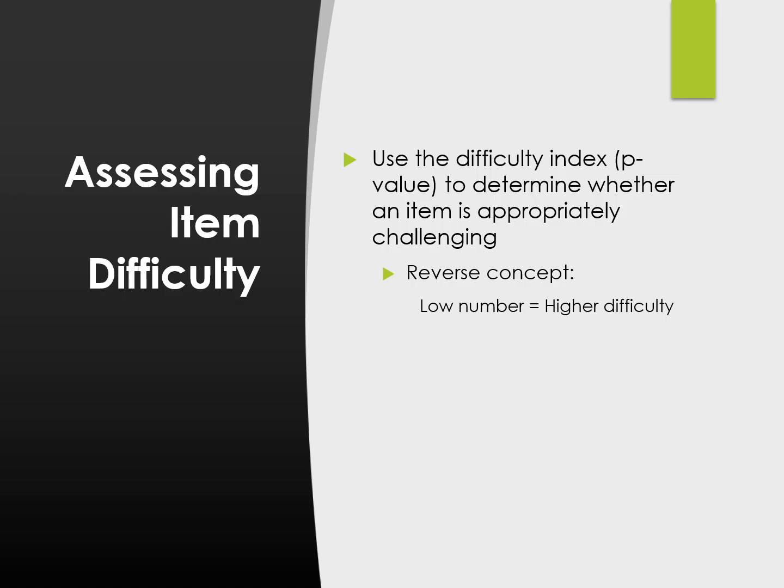All right, let's break down the p-value. It's a number between 0 and 1 that tells you how many students got a question right. A high p-value like 0.90 means the question was easy, as 90% of the students got it right. A low p-value like 0.20 means it was hard, only 20% got it right. It's called a difficulty index, but it works in reverse. The lower the number, the harder the question.